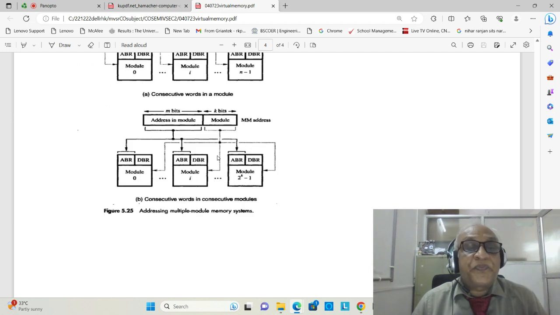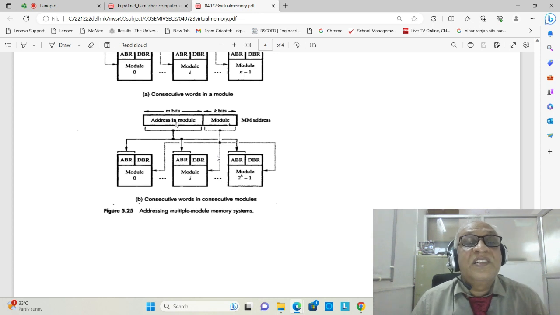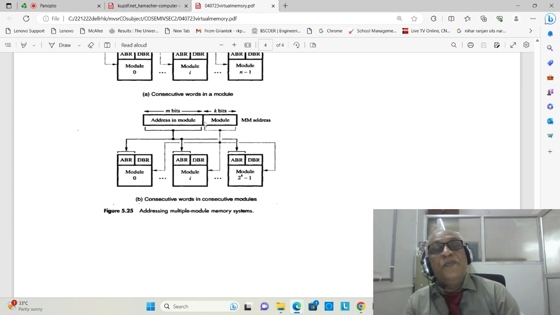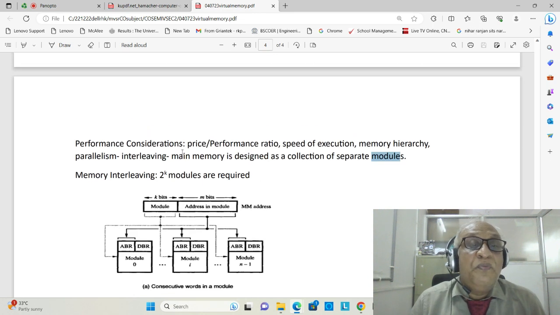If you look at the second diagram, 5.25b, the arrangement is slightly changed. You can see here the k bits determining the modules are now on the right side. The leftmost m bits are deciding the addresses in the modules. With this arrangement, simultaneously at one go we may access multiple modules, and in those multiple modules the accesses of particular address lines will be happening. So this can be the example of memory interleaving.